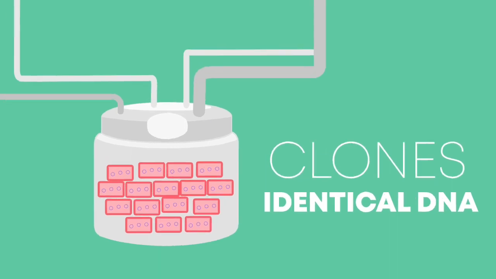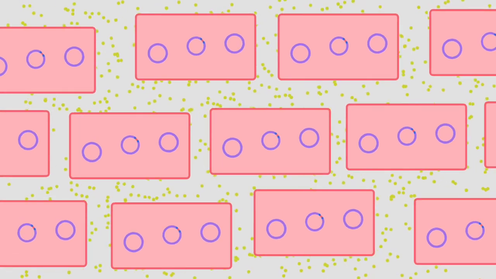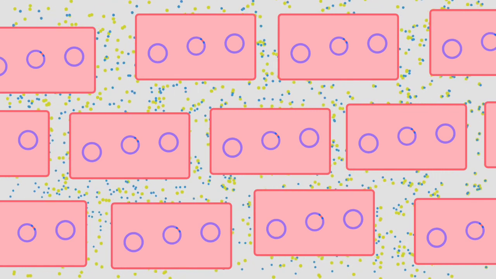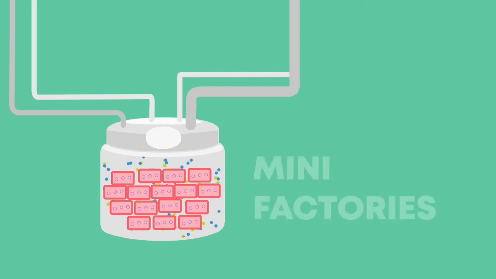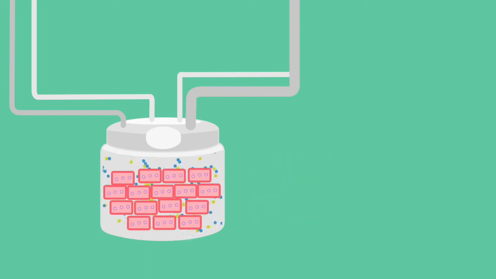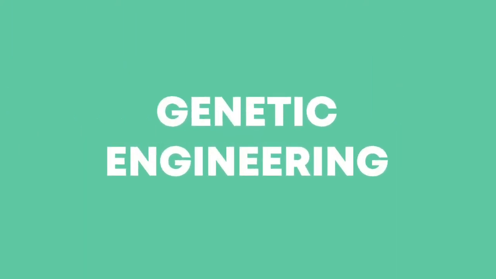The bacteria express their own genes in order to survive. In other words, they make their normal bacterial proteins. But they also express the human insulin gene and make human insulin. The fermenter has become a culture of mini factories, all producing human insulin. The insulin is then extracted, purified, and packaged. Humans can now inject themselves with human insulin, and that is how genetic engineering works.